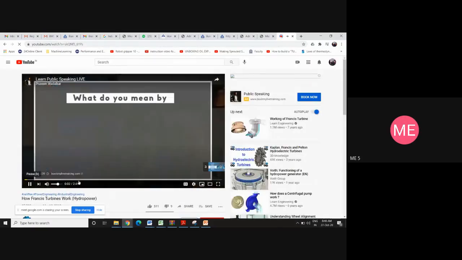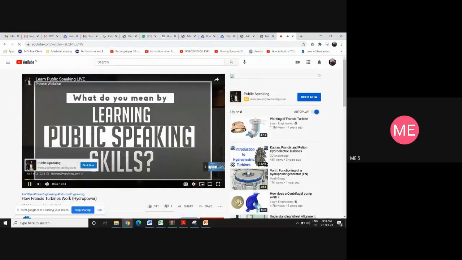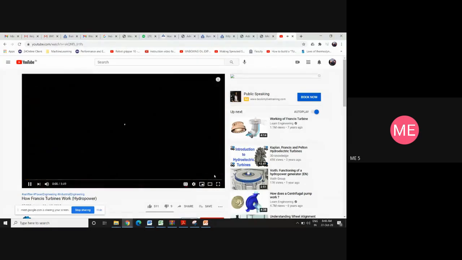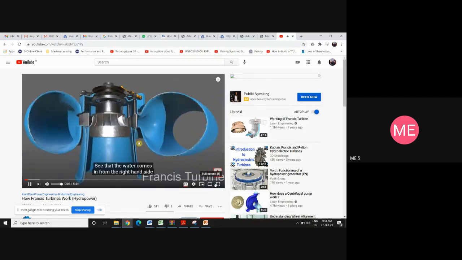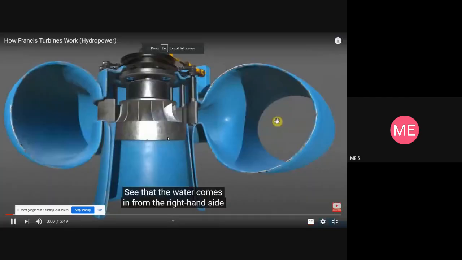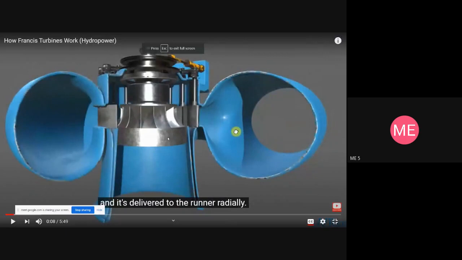First I'll explain the working of this Francis turbine, then I'll go for Kaplan. What we're looking at now is a Francis runner. Can you all see the video as well as listen to the audio? Yes, sir. Okay. See how the water is allowed to go to the runner, how the runner blades will be, and what is the name of the runner blade. Here the name of the runner blade will be called vanes, not buckets.